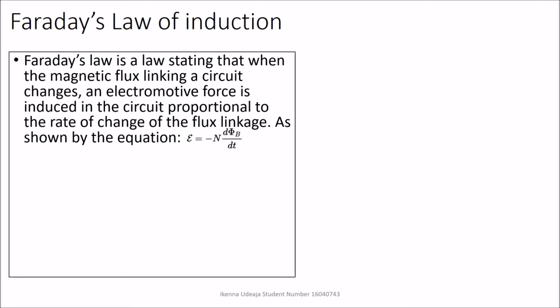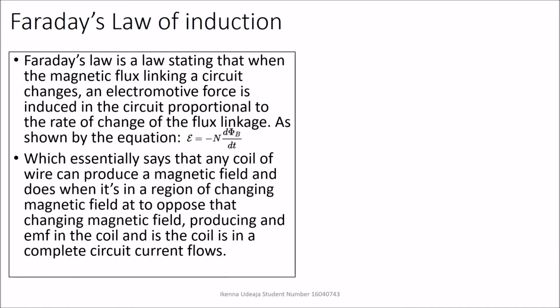Essentially, this means that any coil of wire can produce a magnetic field, and does so when in a region of changing magnetic field, as to oppose that change of magnetic field, producing an EMF in the coil. If the coil is in a complete circuit, a current may flow.